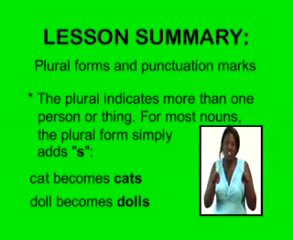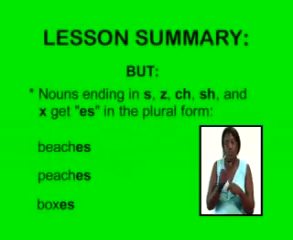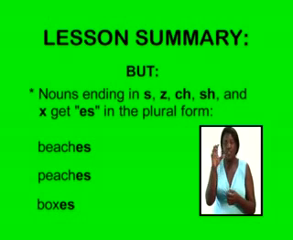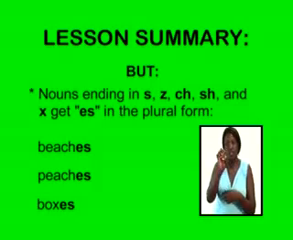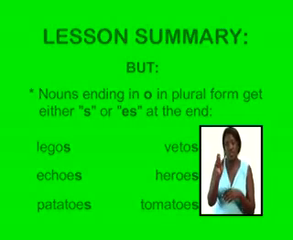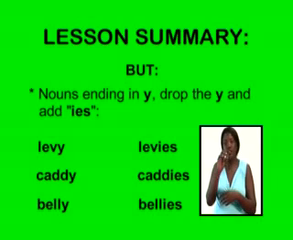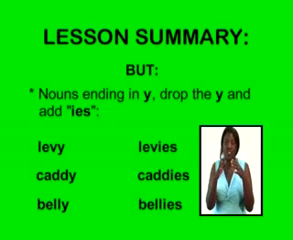For most nouns, the plural form simply adds the letter S at the end of the word. But remember, that is not always the case. Nouns ending in S, Z, CH, SH, and X get ES in the plural form. Nouns ending in O, when they are plural, some get an S added while others have an ES. Nouns ending in Y drop the Y and add IES. Remember, study and memorize the irregular plural forms. It's the only way to make them become familiar to use.